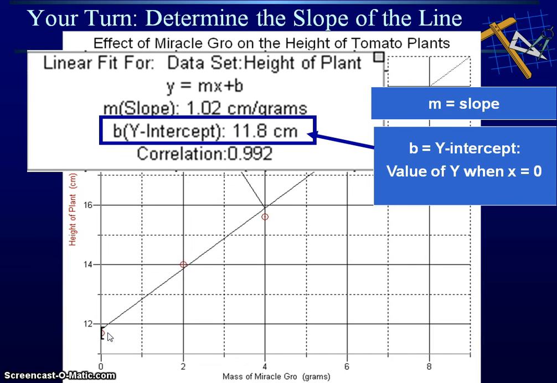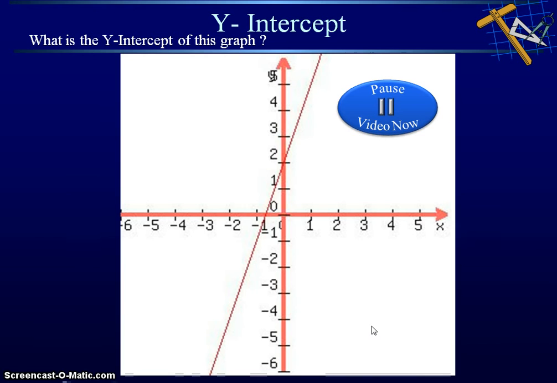Well, that works sometimes, but the best definition is it's the value of y when x is 0. Now, if your edge happens to be an x value of 0, that works. So in this case, it is where the line hits the edge, and my value there is about 11.8 centimeters. That is my y-intercept. But you want to be careful with that.